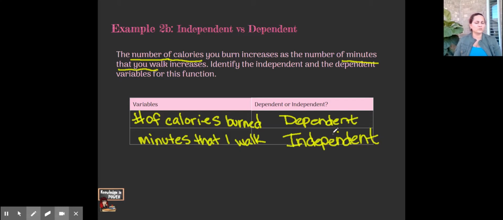You got to think. I mean, I wish it wasn't that way. I wish I could just sit on my sofa and I'm still going to burn the same number of calories, but it actually doesn't, okay? It's however much I walk, more I walk, more calories I burn.